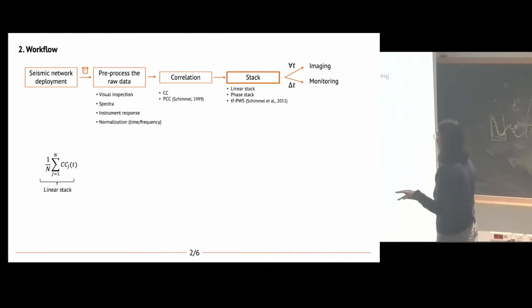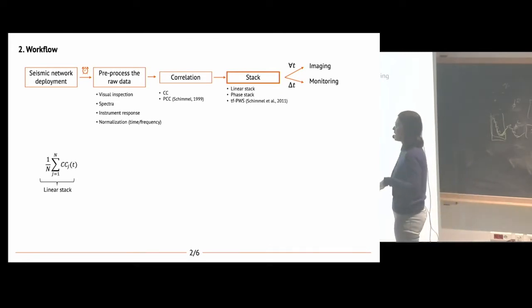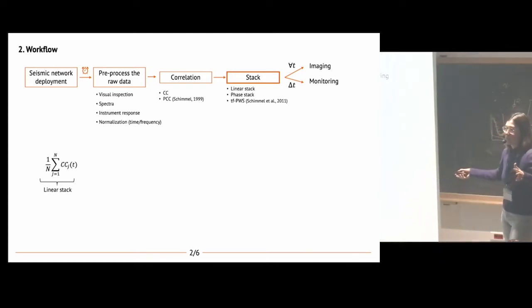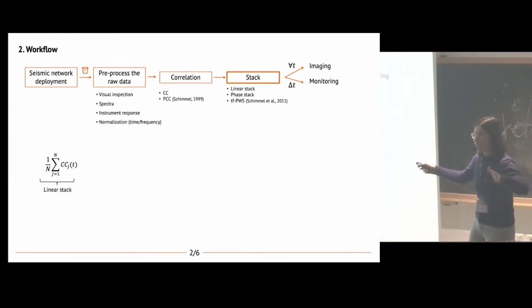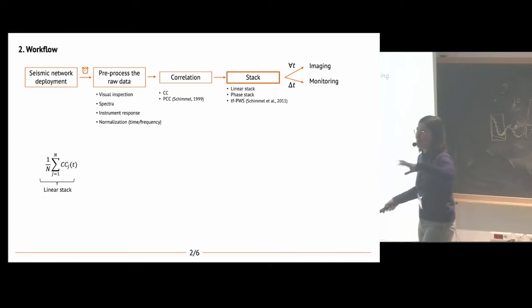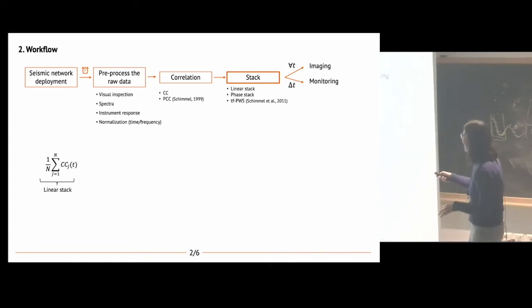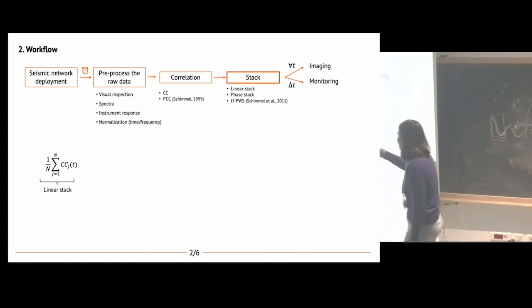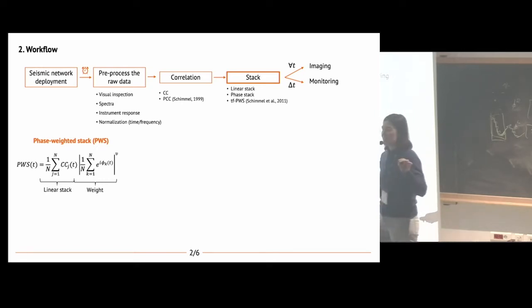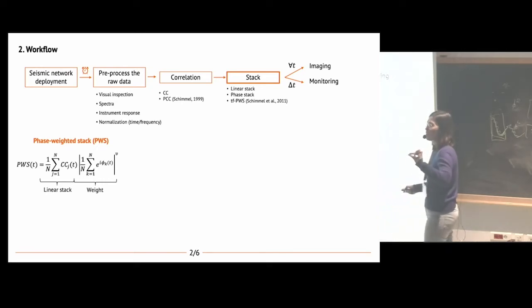With the same philosophy, we can go to the stack, and there are many different approaches with many different filters. One is the linear stack, the classical approach, which is just an average of our correlations, and then we have others: the phase stack, the time-frequency phase-weighted stack, and many others. So we can define, for instance, just quickly the phase stack. We have the linear stack, that is just the average, and then we can use this summation of the exponential, that is a measure of the coherency, as a weight.